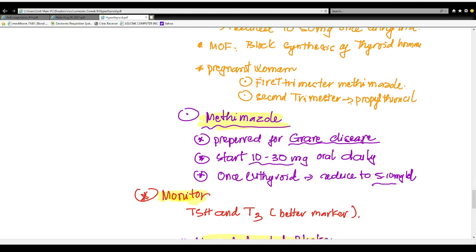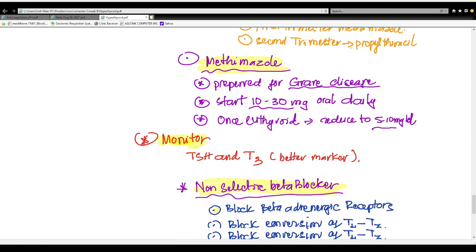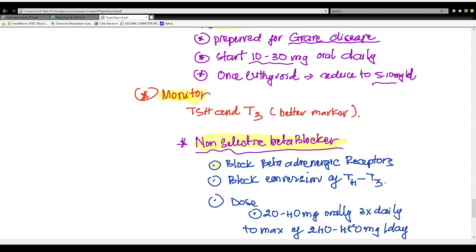Methimazole. Usually to treat Graves' disease, we start with 10 to 20 or 30 milligram oral daily. Once euthyroid, we reduce the dose to 5 to 10 milligram a day. We need to monitor TSH and T3 level during pharmacology therapy.